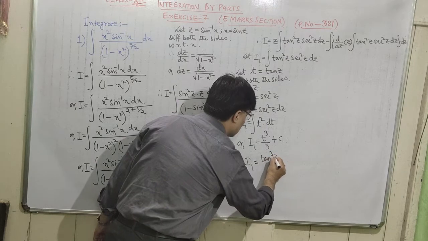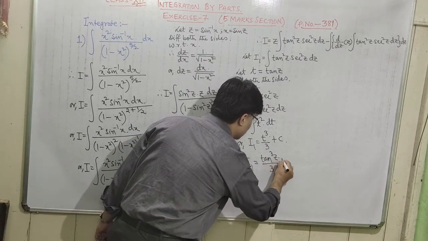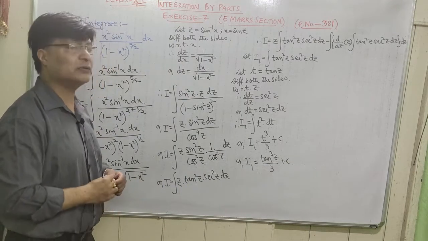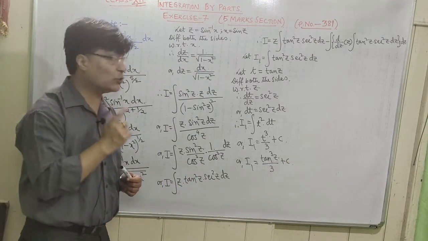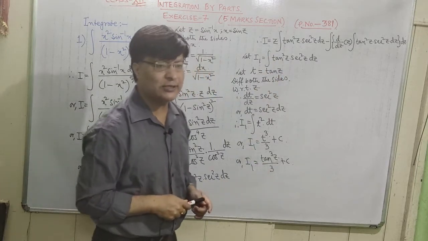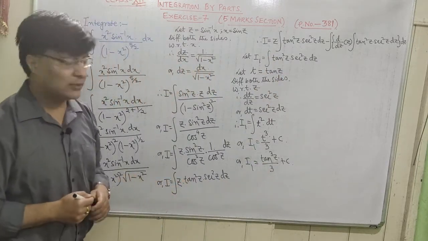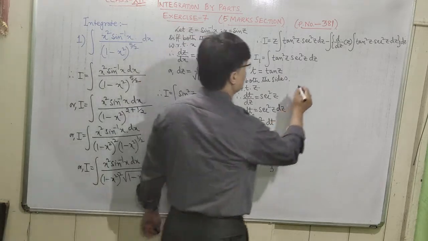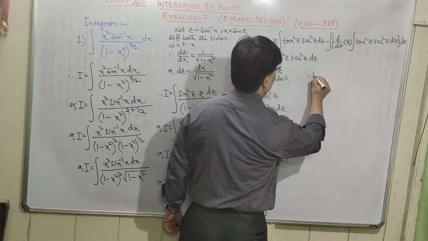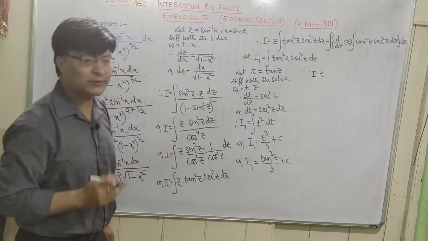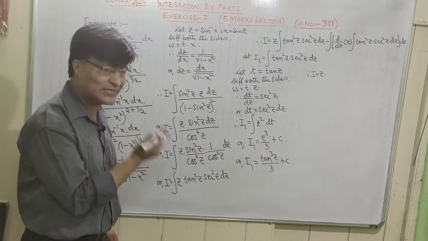It is tan cube z divided by 3 plus c. So we have got the value for I1. Actually, this is the integration of tan square z sec square z dz. So let us put these values in I. So therefore, what is I now? I is equal to z into, what is integration of tan square z sec square z dz?